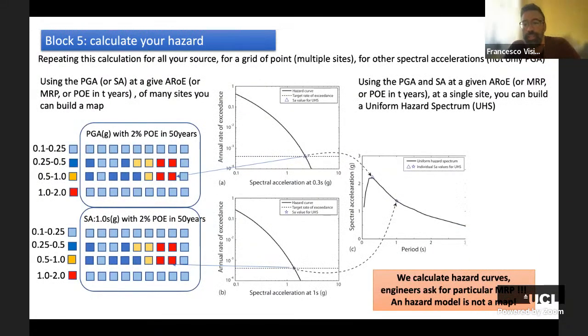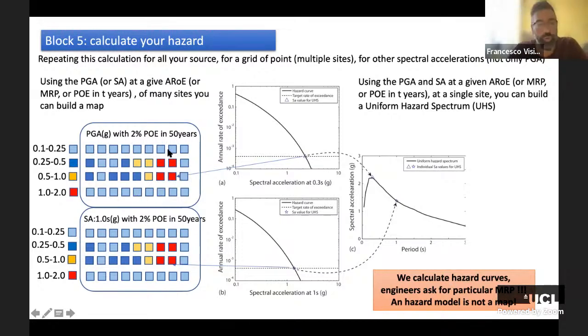The last slide is to say that I used just one source and one site. But if we repeat this calculation for all the sources I have, I will sum all the curves for multiple sites and for other spectral accelerations, not only PGA. I will build many other curves. And if I'm interested in the probability of exceedance, for example, PGA with 2% in 50 years, I will take the value from these curves and plot this value in a map.